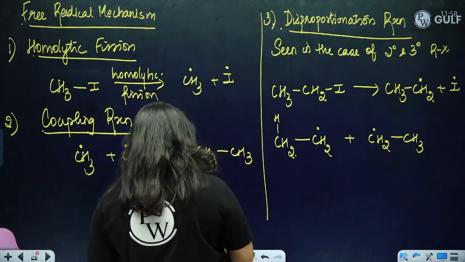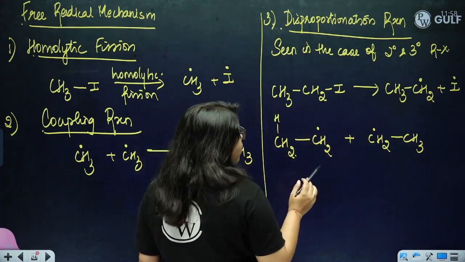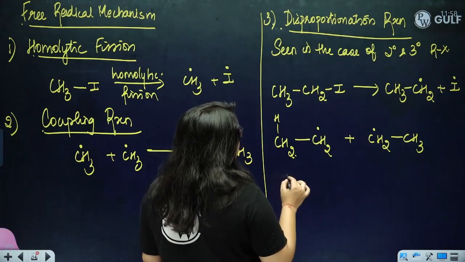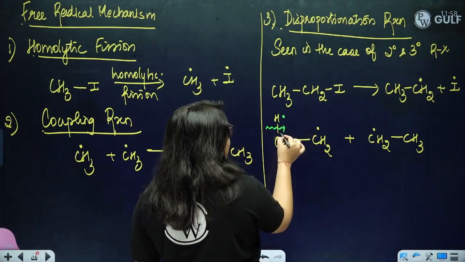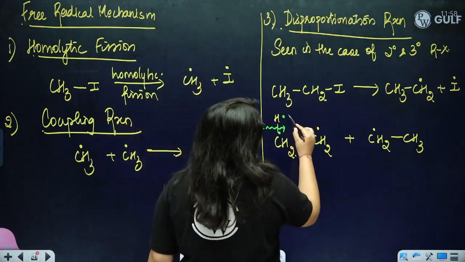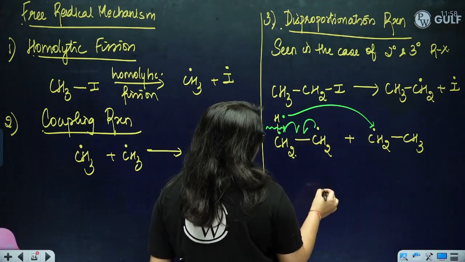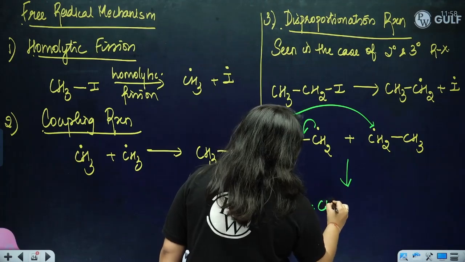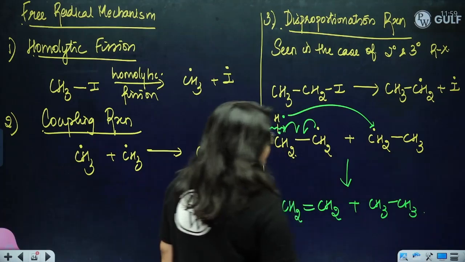Now over here what happens is, you take two free radicals side by side. Technically this free radical is supposed to combine with this free radical, but instead there is a cleavage over here giving rise to one hydrogen free radical and one CH2 free radical. Now this hydrogen travels over here and this free radical travels over here, and as a result what you see is CH2 double bond CH2 plus CH3CH3.